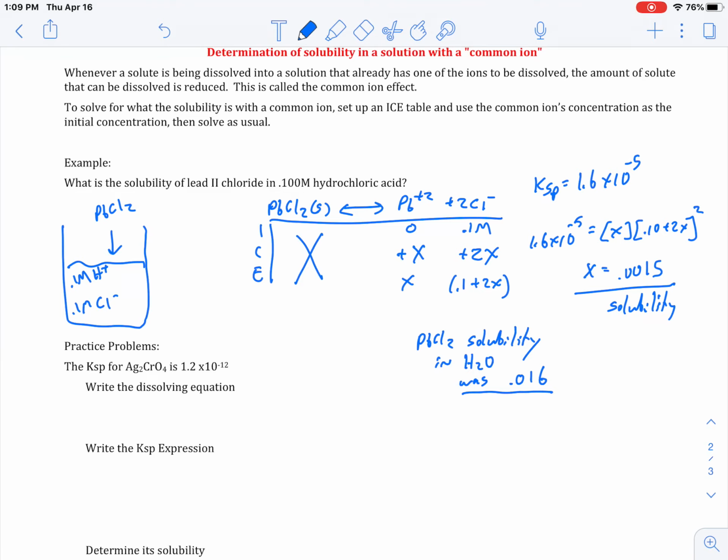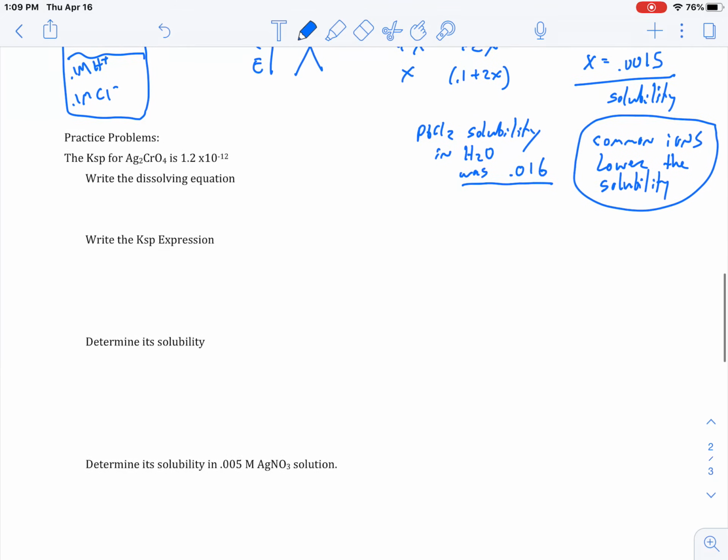How much less it's going to be depends on how much of it is present to begin with. So the point is, common ions lower the solubility. They lower how much you can dissolve because there's some already there. All right.